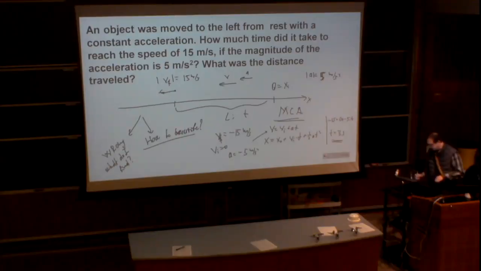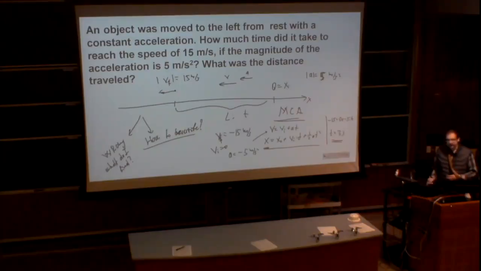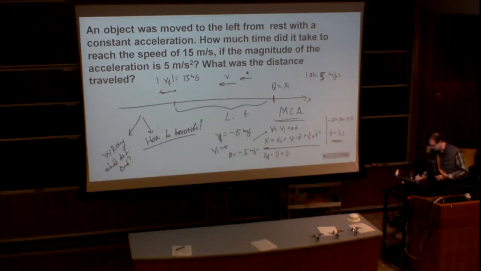But of course, now we also can calculate the distance traveled. Because distance is related to position, we would have to use the position equation. For example, if we plug in numbers, x final will be equal to 0 plus 0 times 3 plus 1 half times negative 5 times 3 squared. That gives the final coordinate. But if we know initial, which is 0, and final, which is this, we can calculate the distance traveled between these two points.